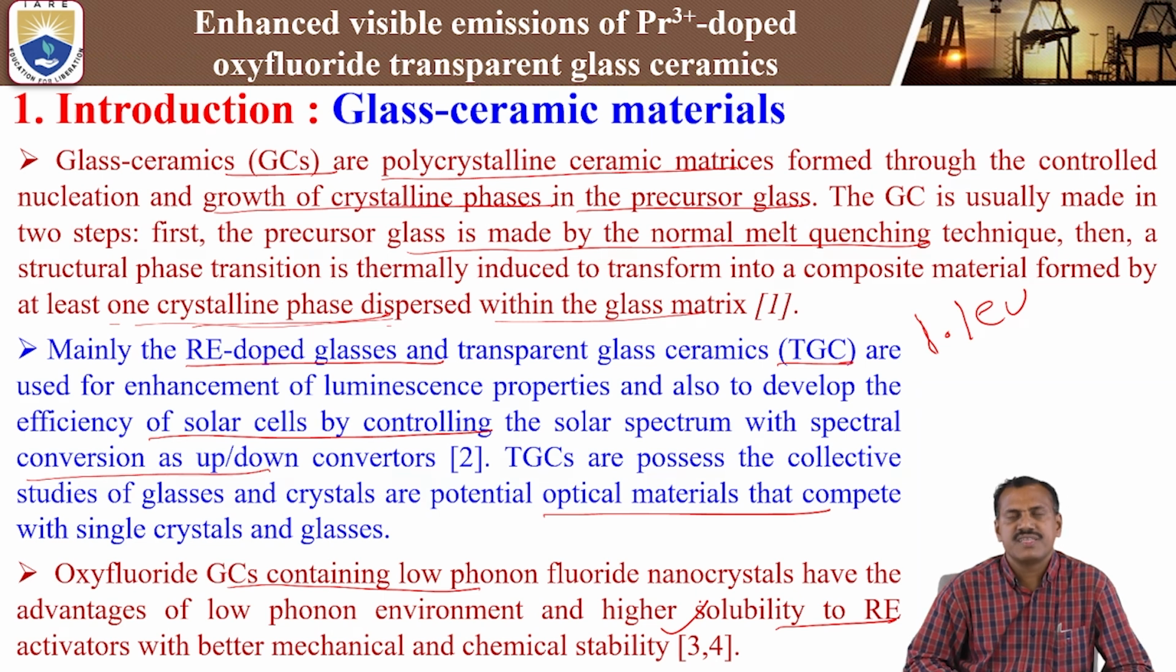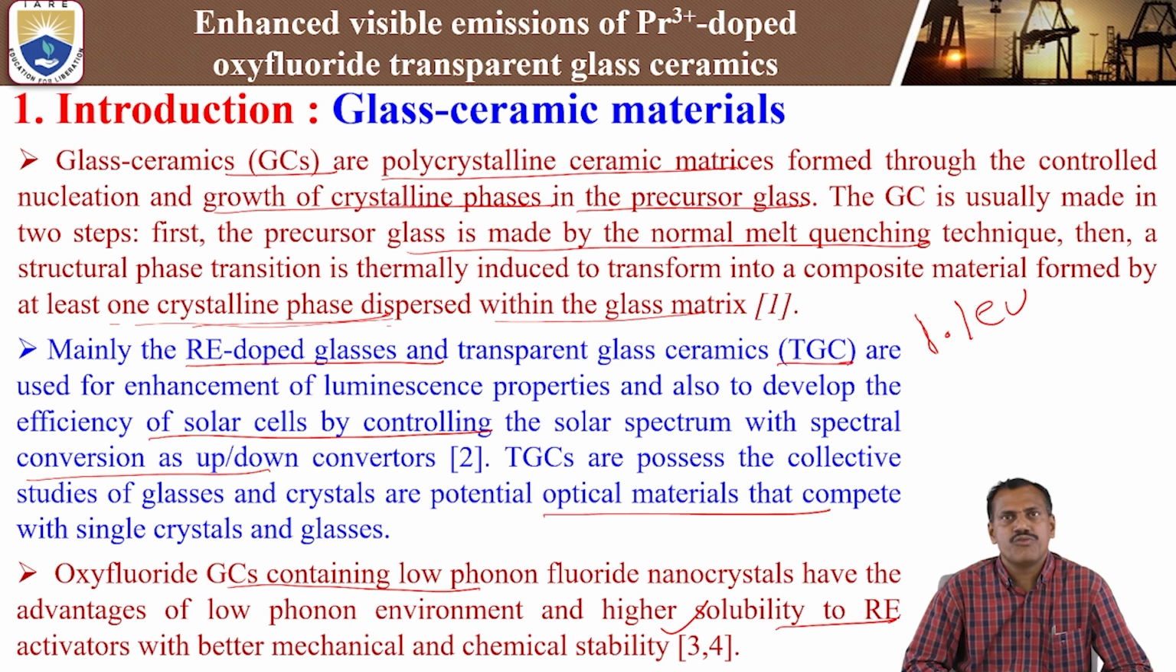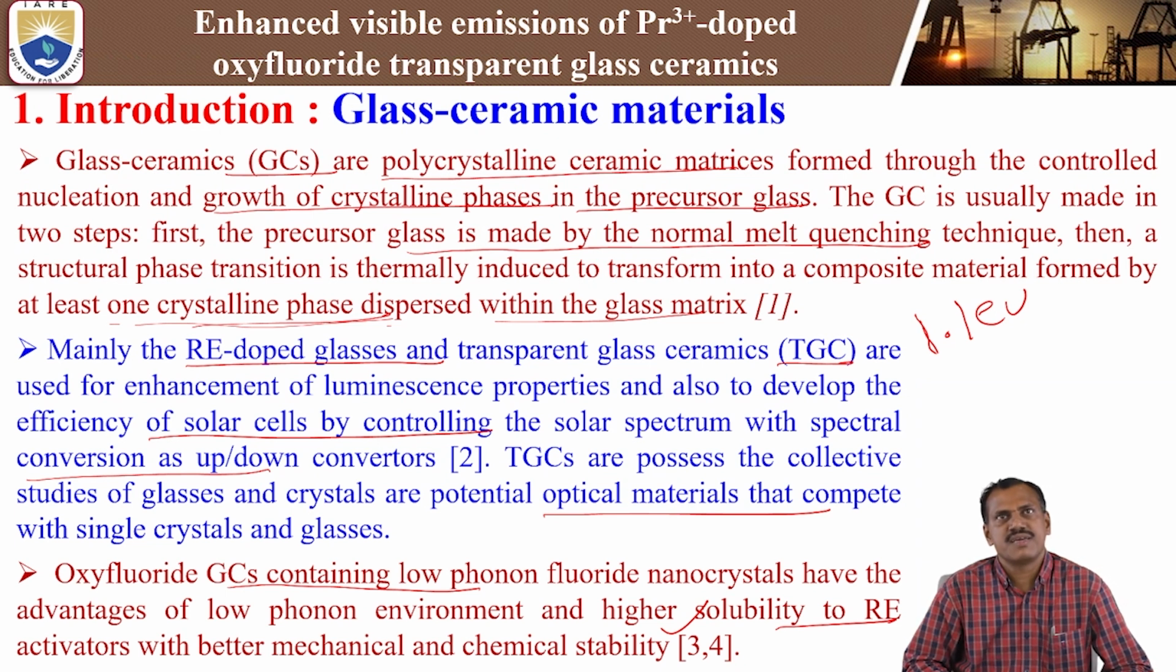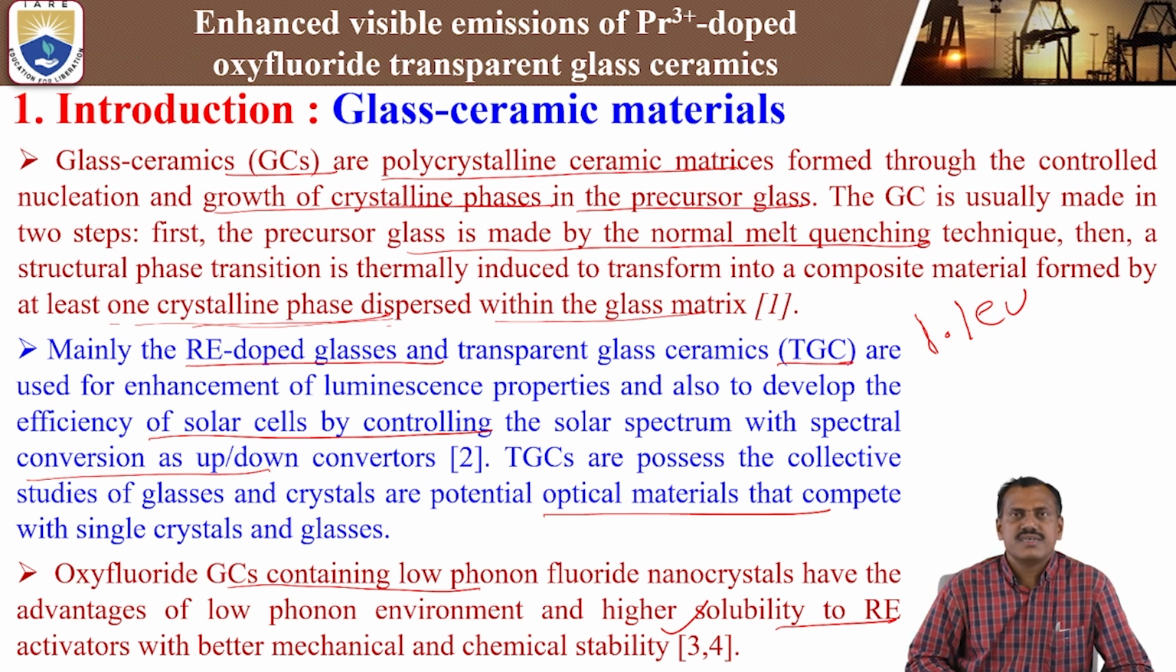Whenever the fluoride content is used for the nanocrystals in the transparent glass ceramics, automatically it will reduce the low phonon environment around the glass system. At the same time, it will be highly soluble to rare earth elements, and oxyfluoride glass ceramics also have better mechanical and chemical stability.